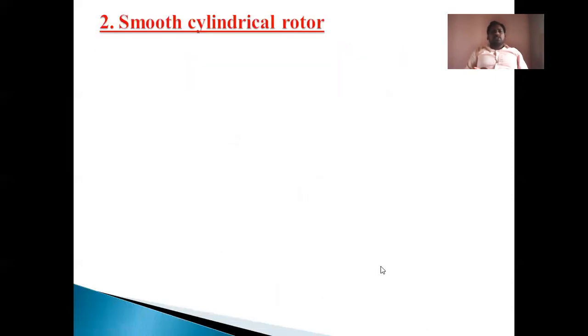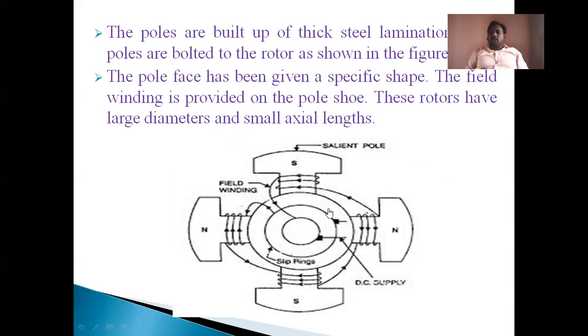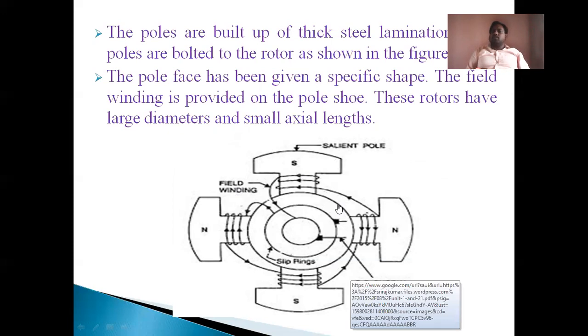In the case of the salient pole type of rotor, what happens? This is the air gap. In this portion the air gap is larger, and in this portion the air gap is less. The air gap is not uniform in the salient pole type, and mechanical imbalance also takes place in the salient pole type rotor.